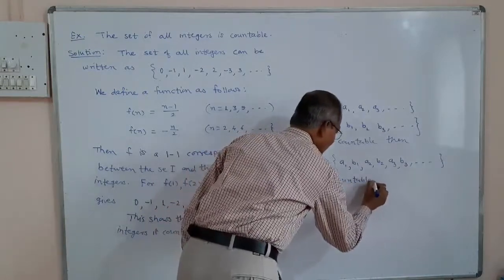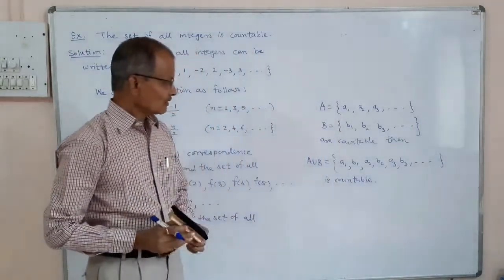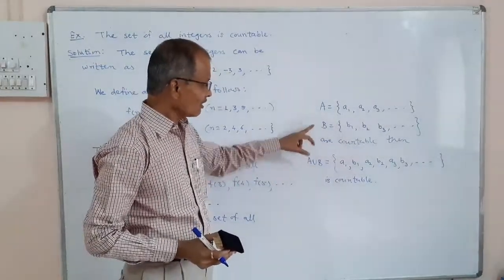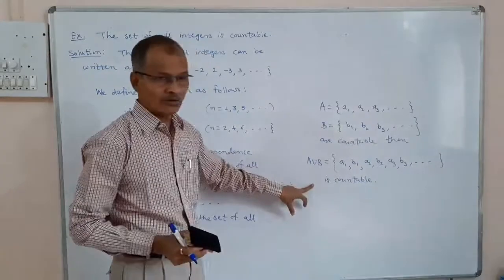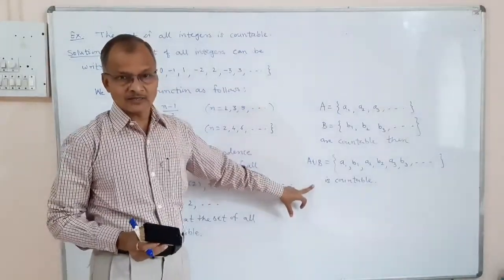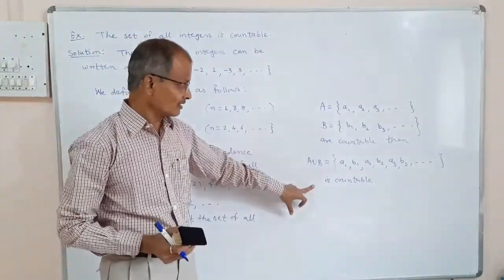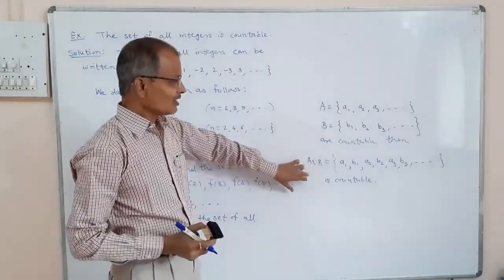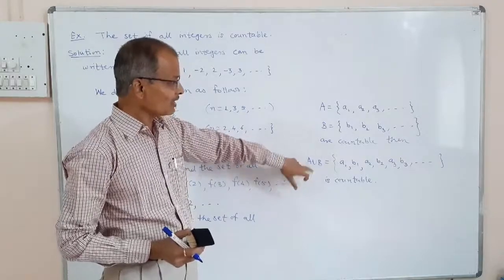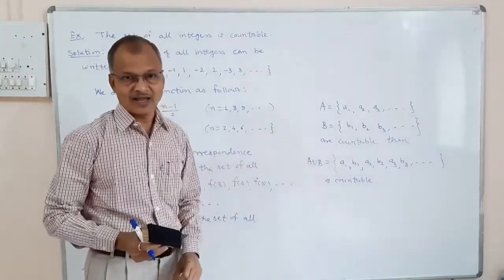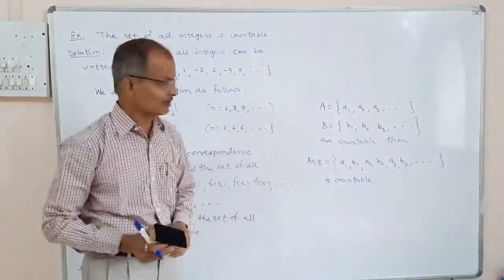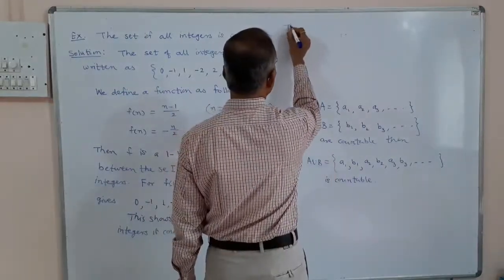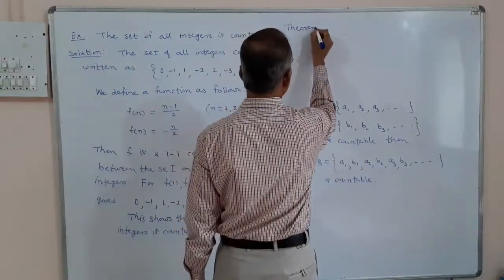Is countable. And thus, what we have is that a countable union of two countable sets is also countable. So this is a result. Now there is a general result. How many sets' union can be considered? We can consider a countable union of countable sets, and that is also countable. We write it as a theorem. This will be our Theorem 1.5.